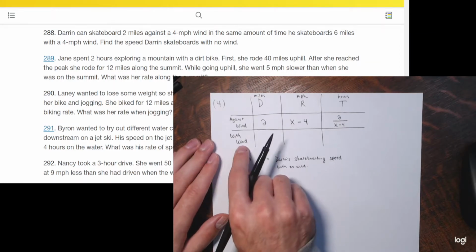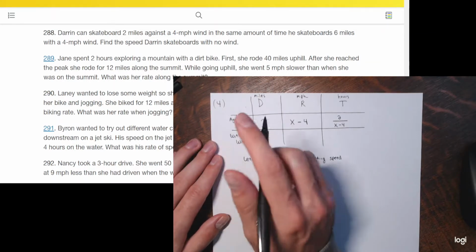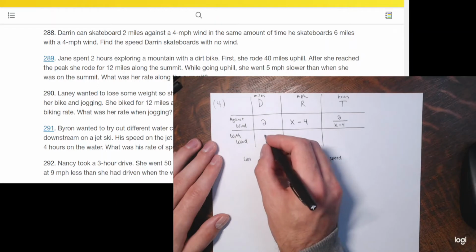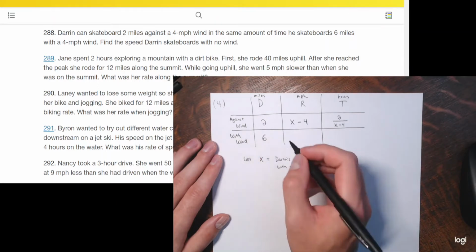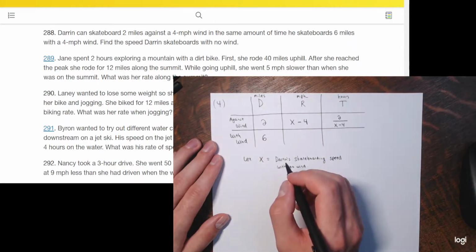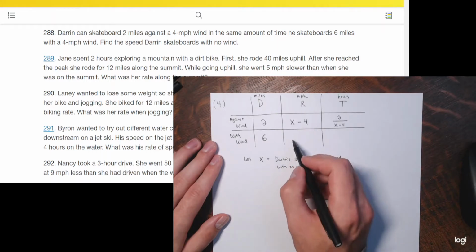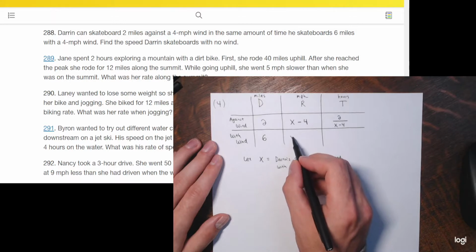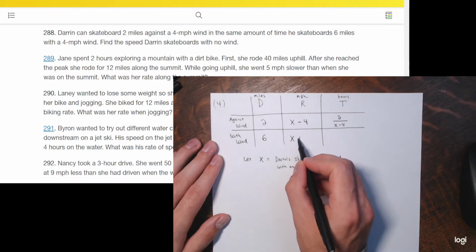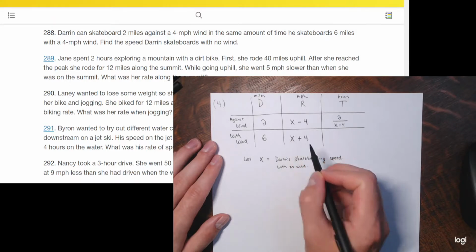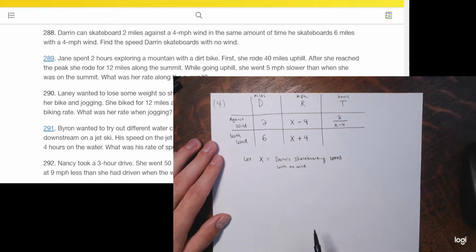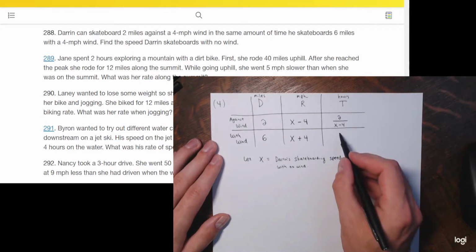All right, then with the wind, he would skate in the same amount of time there. He skateboards 6 miles with the wind, which is also 4 miles per hour, the wind. So his rate of speed with the wind is his speed without the wind, and then with the wind you're adding the speed of the wind, making you faster, x plus 4. Time, distance divided by rate, 6 divided by x plus 4.